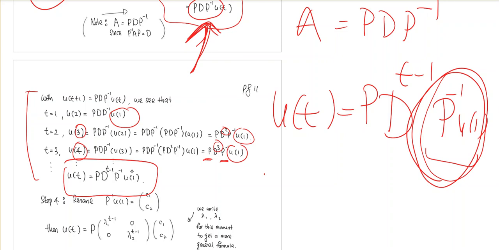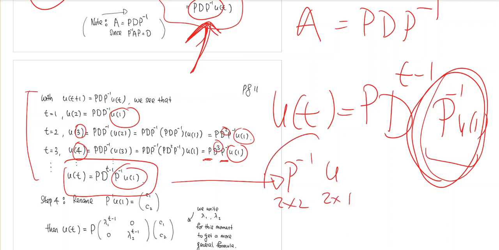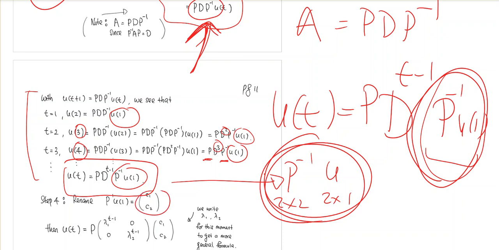So this right here, P inverse is a 2 by 2 matrix. U1 is a 2 by 1 matrix. So this is just a column vector of size 2 by 1. I'm going to rename this as C1, C2. These are just constants, right?